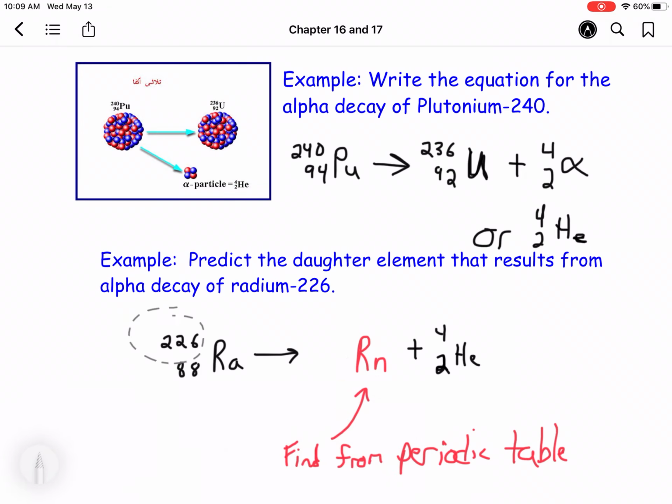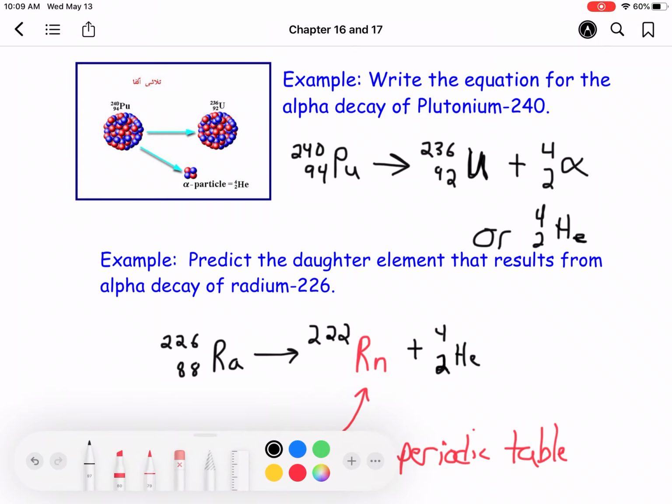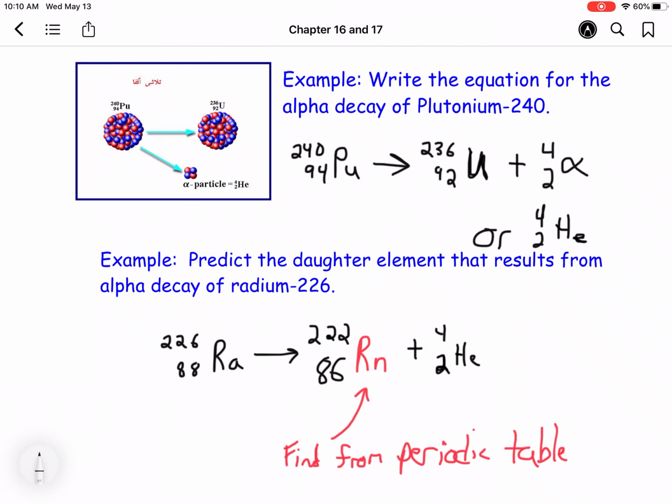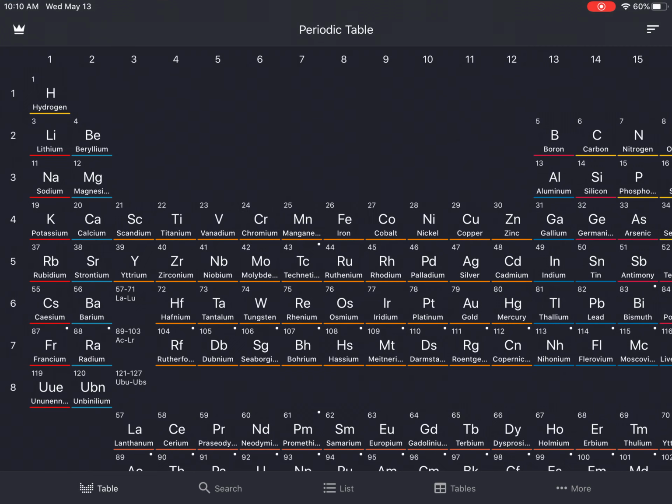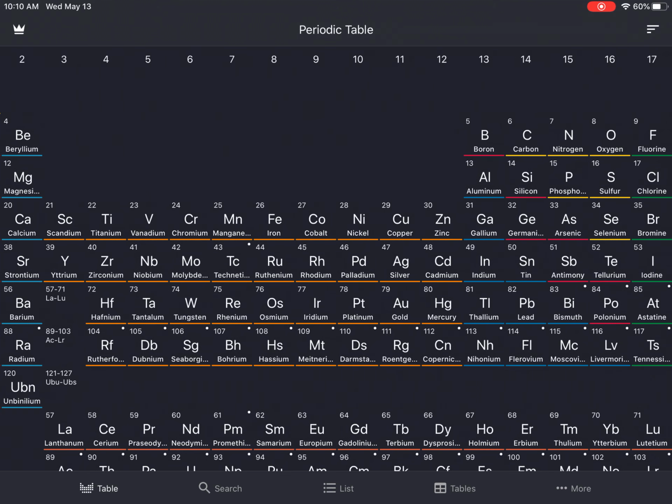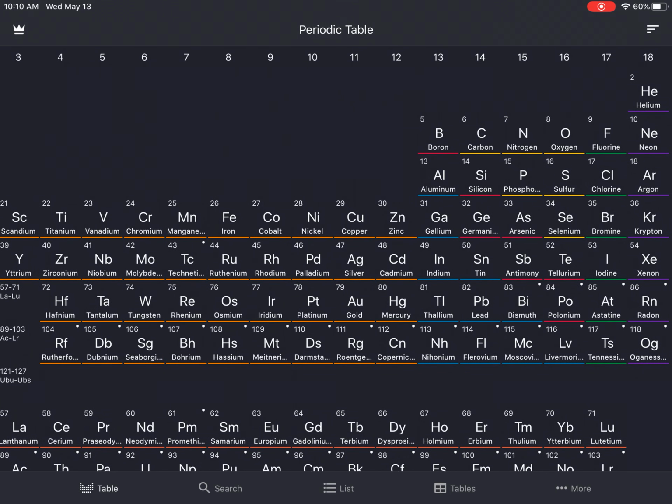So if this is 226 and I'm losing 4, I know this has to be a 222, right? And since this is 88 and this is 2, I know this has to be 86. All right, this has to be 86. Now, in order to find what element 86 is, right, where the Rn comes from, I go back to my periodic table, and I find the element number 86. Well, element number 86 is on the right-hand side.